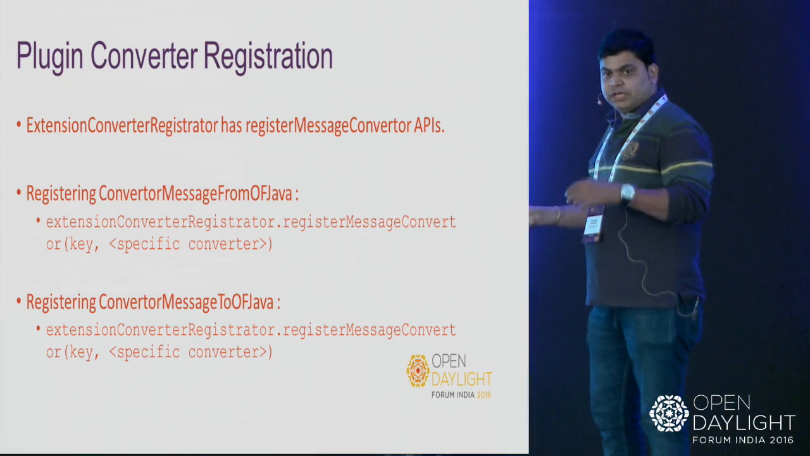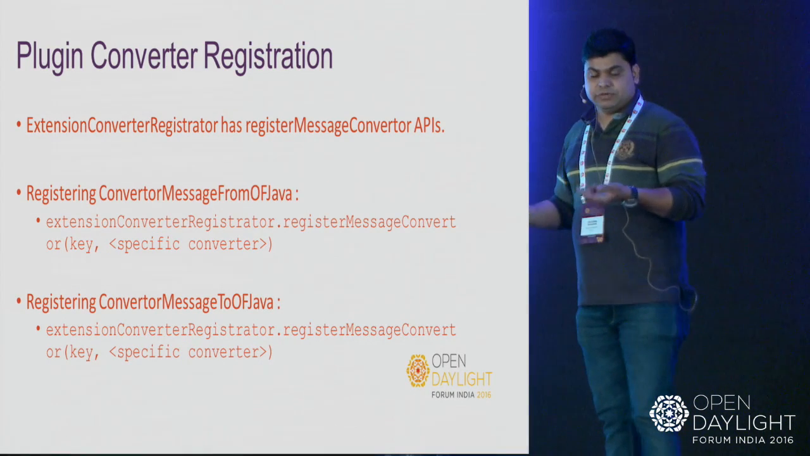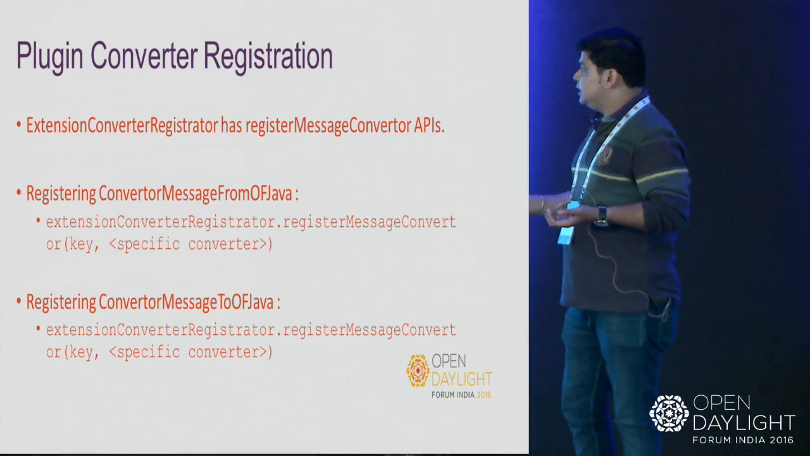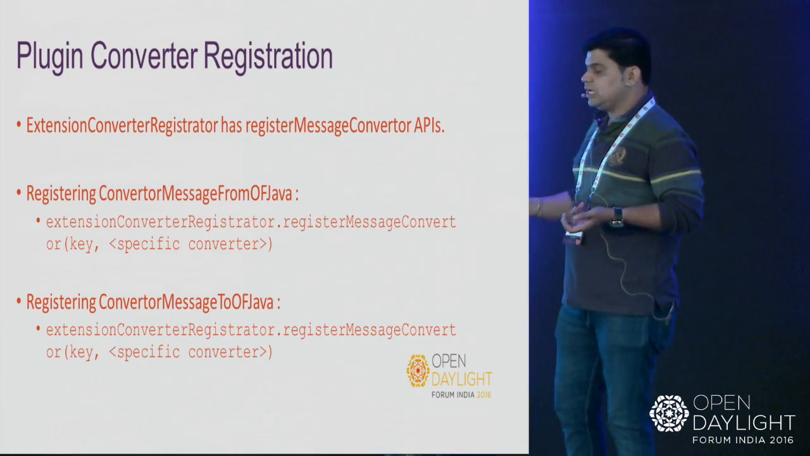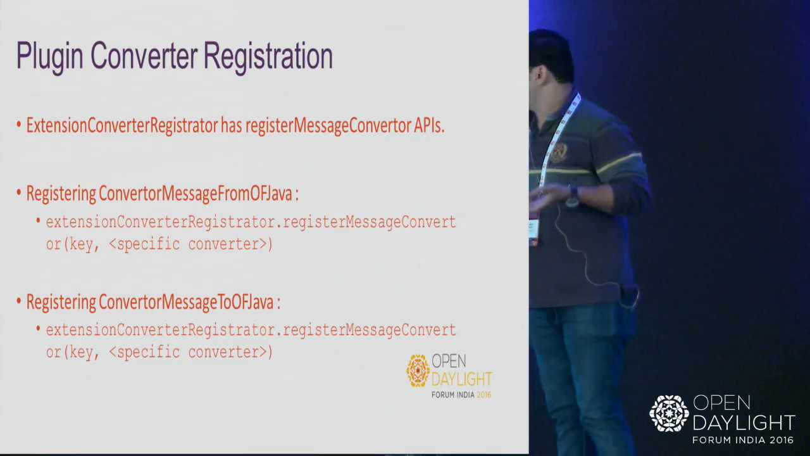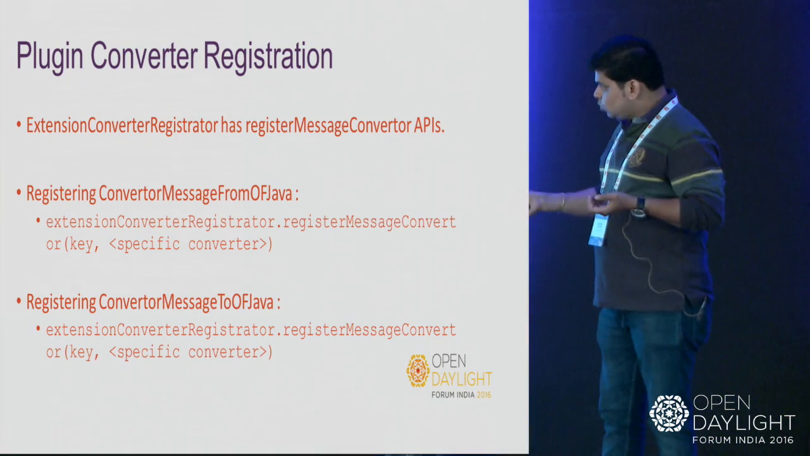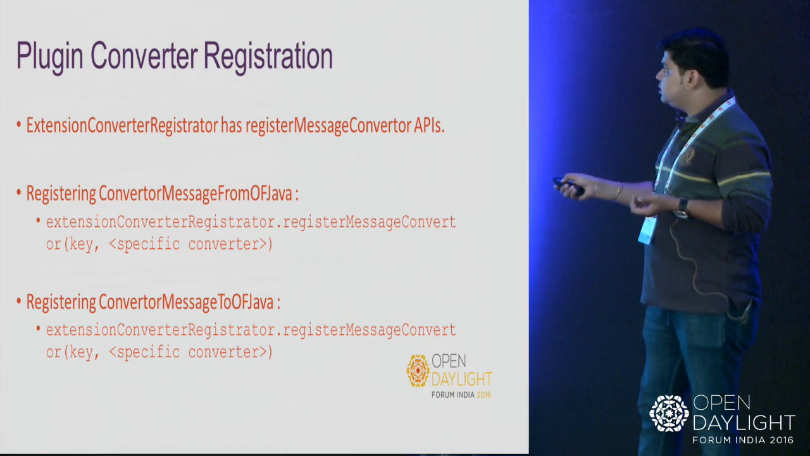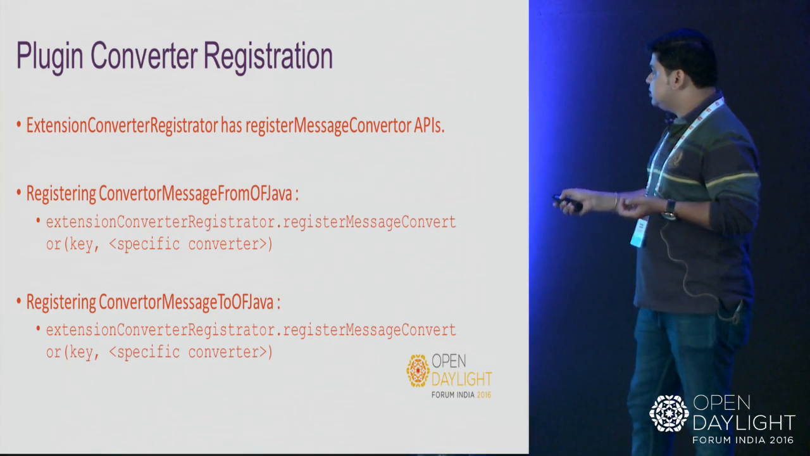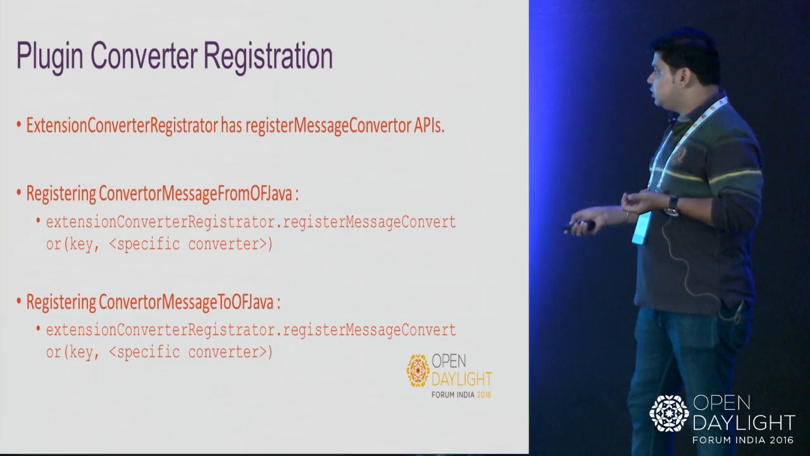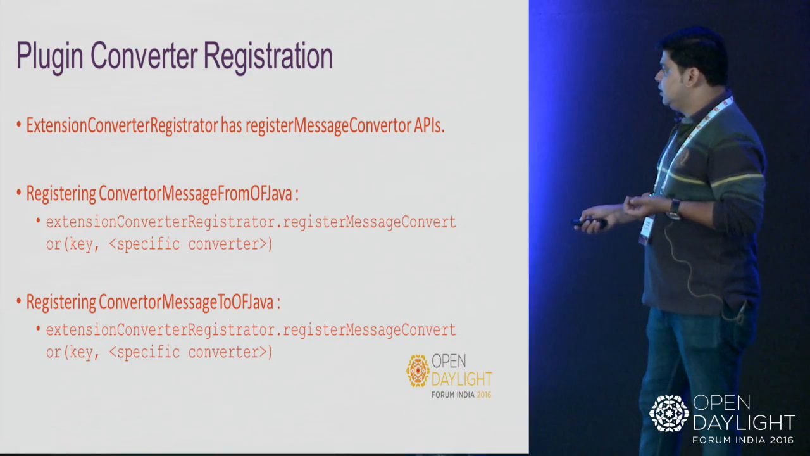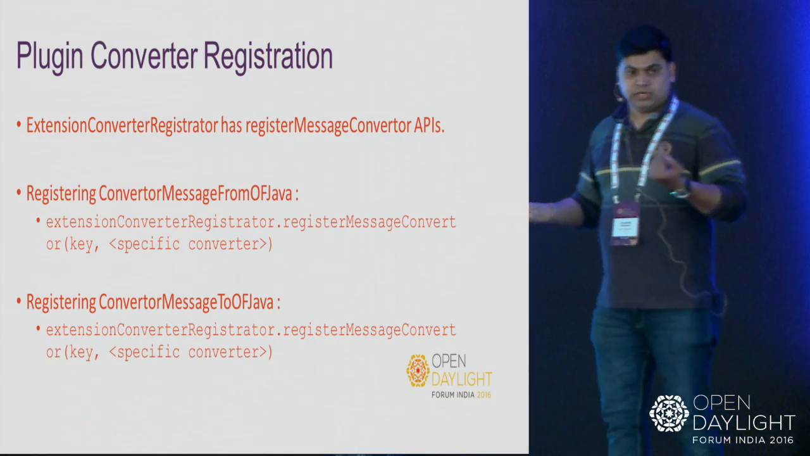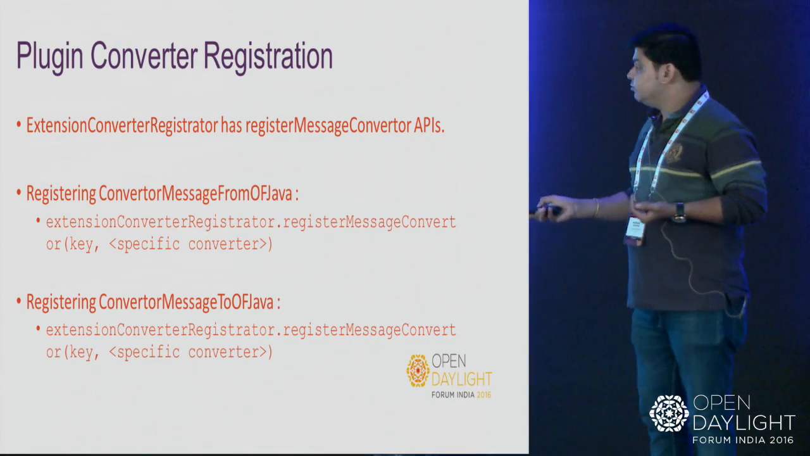The key is again the way we form, the way we decide our implementation to be. The key is depending on that. Then this is the specific converter. The converter can be to or from Java. So the two registrations are there. This class is common and this API is common. Register message converter is in both the registrations, but only the key and the converter we write differ. So the to and the from part differ with the key and the converter.